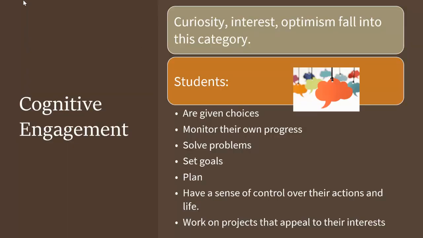Behavioral engagement needs to be combined with cognitive engagement. Students who are interested, who seek challenges, and who use a sense of control over their impulses and actions and life are said to be cognitively engaged. Now, that's not to say that those who are challenged by any of these control factors can't be engaged in thinking and learning. They may just need additional supports to manage their control. To engage students cognitively, they are given choices, they monitor their own progress, they solve problems, set goals, plan, have a sense of control over their actions in life, and work on projects that appeal to their interests.